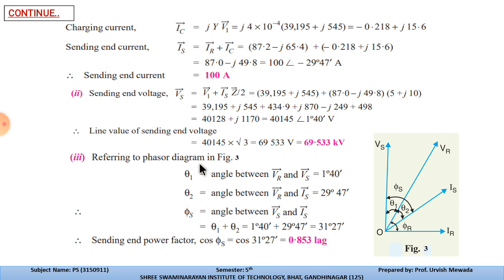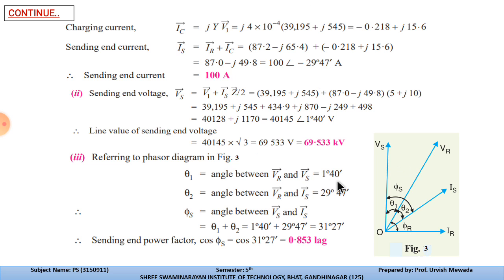Now referring to this phasor diagram again, over here you can see that this is the receiving end current, this is the sending end current, this is the VR receiving end voltage, and this is the VS. From this, the angle theta 1 is the angle between VR and VS. So between VR and VS we have the angle theta 1, which we have already determined, it is 1.40 degree.